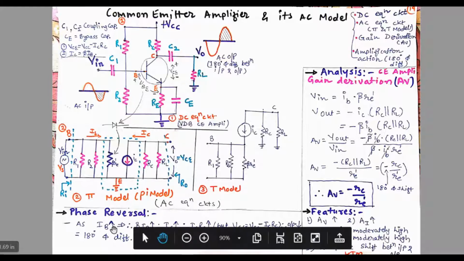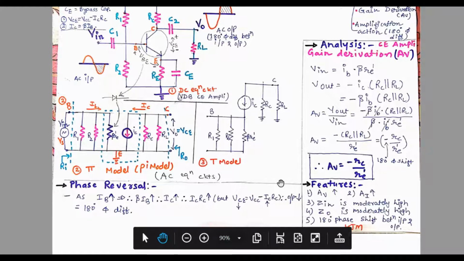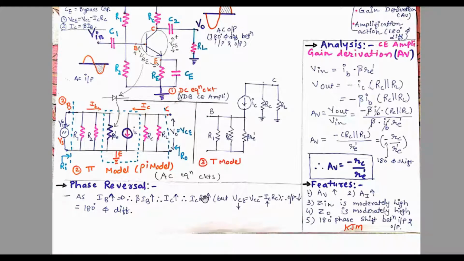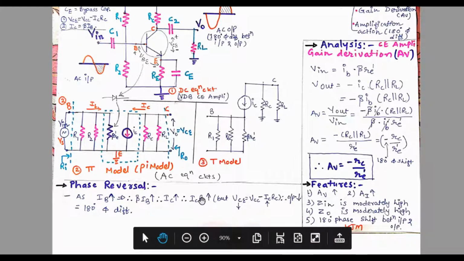As IB increases, beta IB increases. As beta IB increases, we can conclude that IC increases, because IC is equal to beta IB. Therefore, we can say that ICRC increases. But we know that for common emitter, output voltage VCE equals VCC minus ICRC. So this minus term increases, so your final term decreases. Therefore, output decreases.